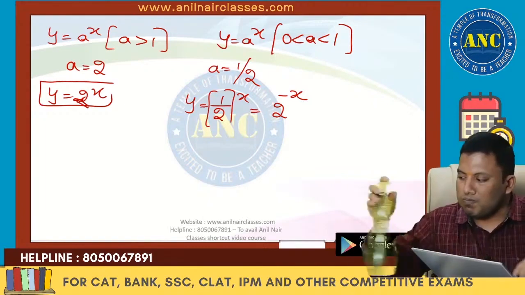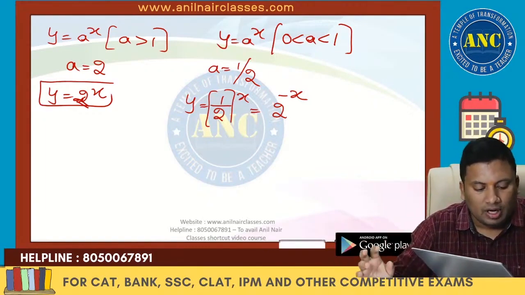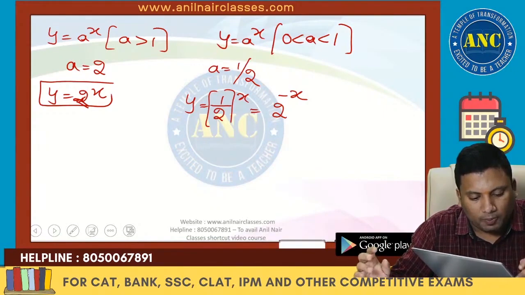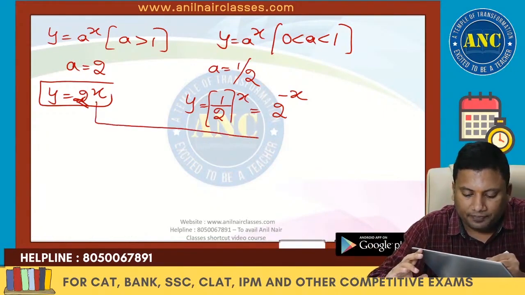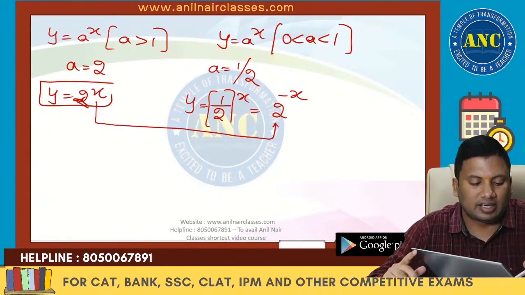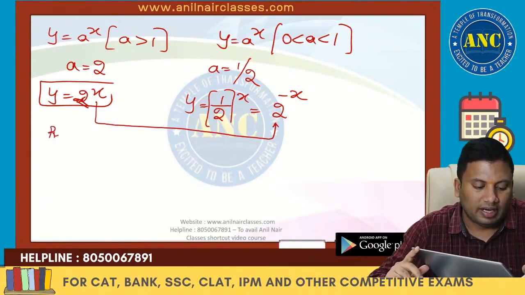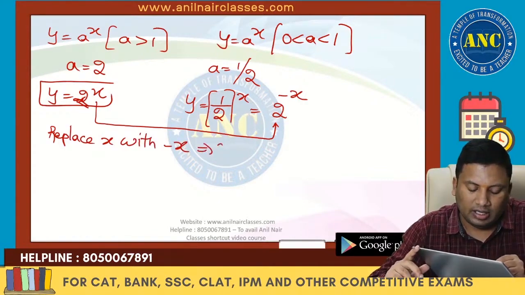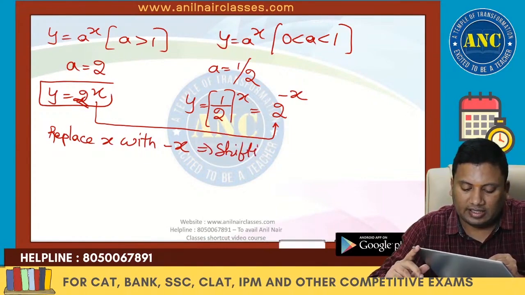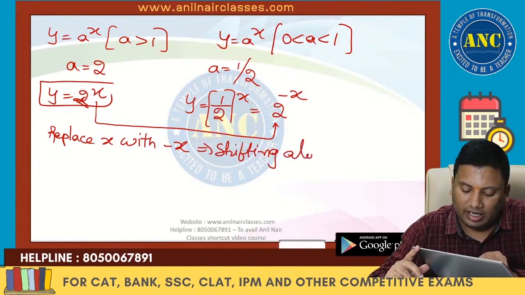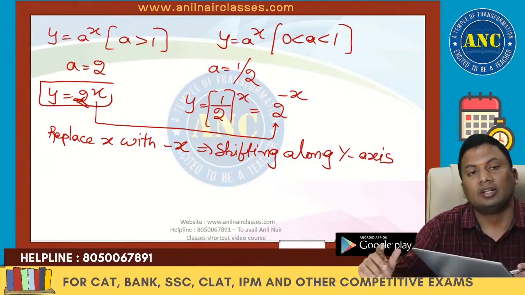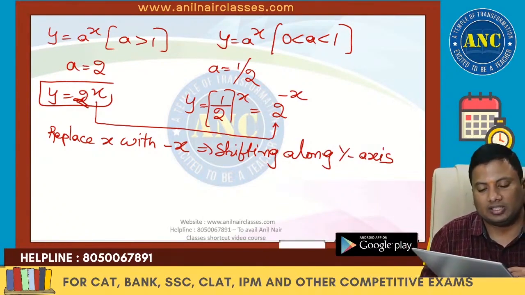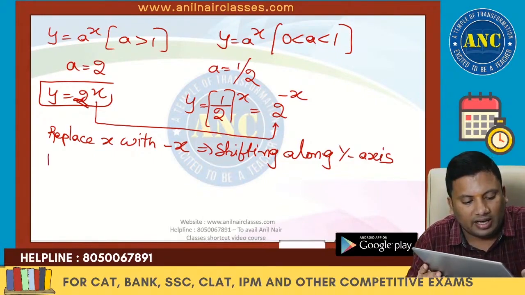One is 2 power x, another is 2 power minus x. x is replaced by minus x. Please write this point. If I replace x with minus x, this is nothing but shifting along the y-axis. If the graph is shifted along the y-axis, then x will be replaced with minus x.